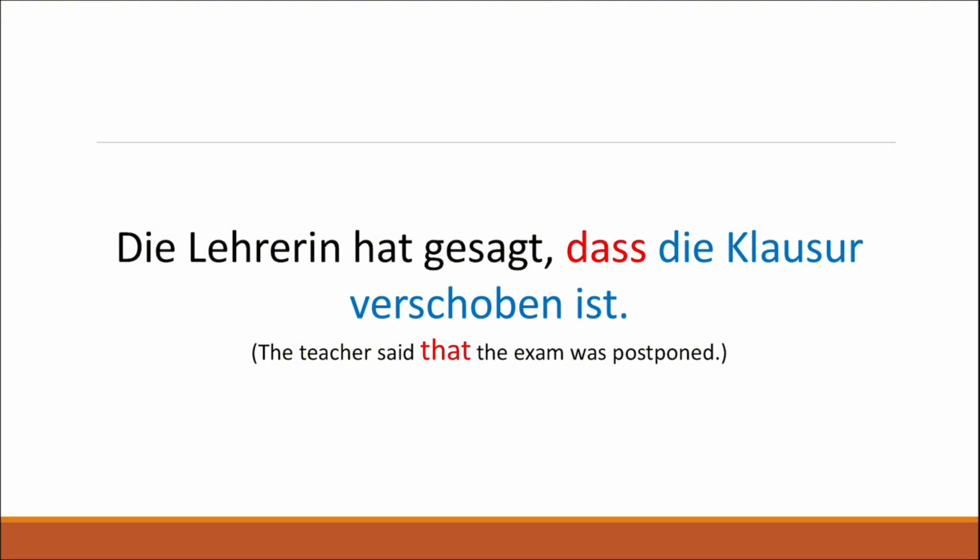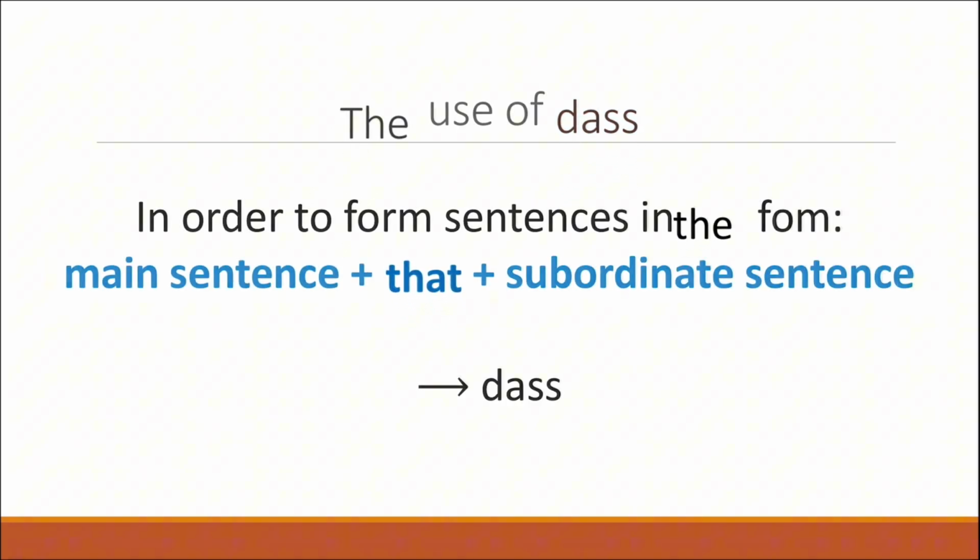And by doing that, you can connect two sentences with two different meanings into one and build more complex sentences in order to express more complex ideas. So this is very good, especially for your vocabulary. Now, summing up the use of dass, we use dass in order to form sentences in the form where we have a main sentence right at the beginning, followed by dass in the middle, which is followed by a subordinate sentence. And in this case, dass means that. So that's why we use it like that.